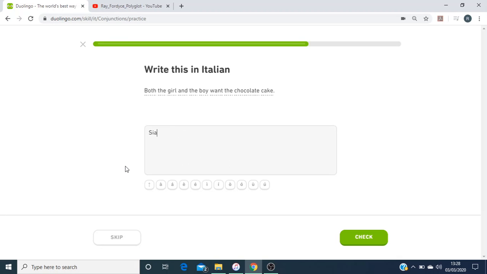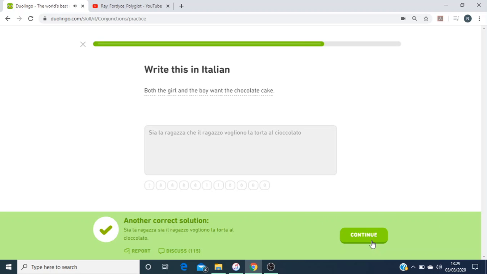Sia la ragazza che il ragazzo vogliono la torta al cioccolato. I do hope I've got that right, because they haven't covered it. It's another thing they should have covered in the notes about the use of sia for both. Yes, I got it right.